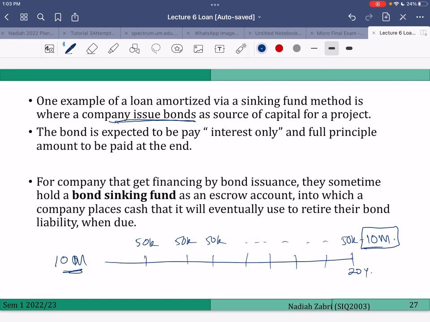So in order to manage their cash flow, they can pay off using a sinking fund method. They will just pay off interest, which is the coupons, and the remaining part of their repayment they will accumulate in a sinking fund to make sure that when the maturity period comes, they have money to pay off their liability.